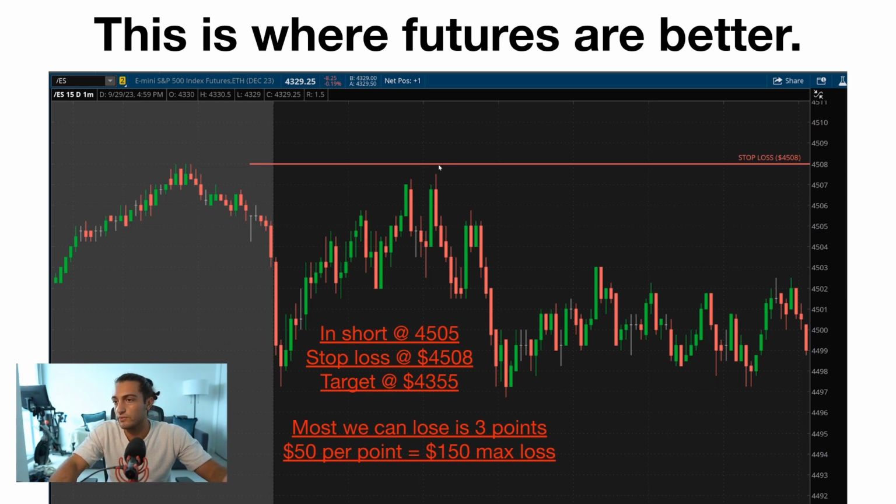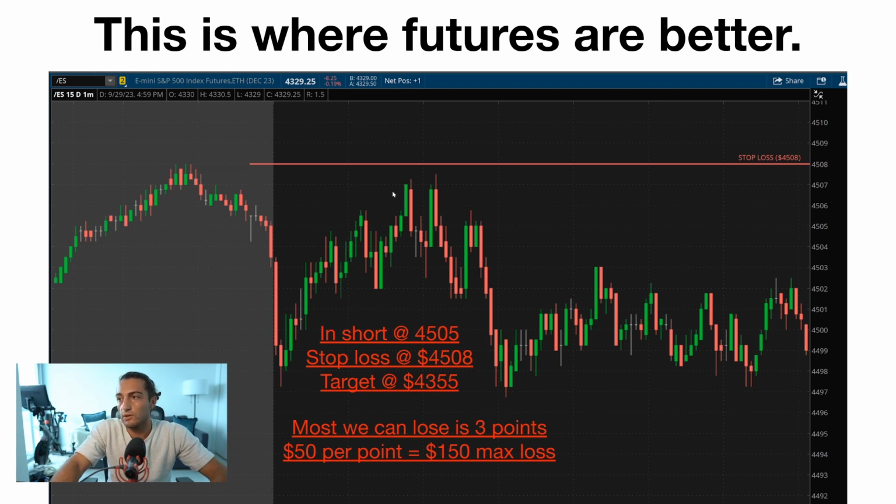A lot of traders, futures traders, they'll find a spot to get short. And if it's near the high of the day, they'll just leave their stop a little above the high of the day. In this example, we're short 45.05. Stop loss is 45.08. That's 3 points. So the maximum we could lose is 3 points, which is $50 a point. $150 is our max loss if the price gets up here and takes us out.